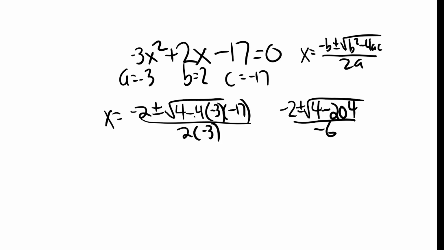And now we get to a really important warning when using the quadratic formula. If you don't get a positive inside your square root, you're done. Square root of negative 200, where the negative is inside, not on the outside. If you look at this, 4 minus 204 is negative 200. The second you see a negative as the result of the inside of your square root, you just say no answers.